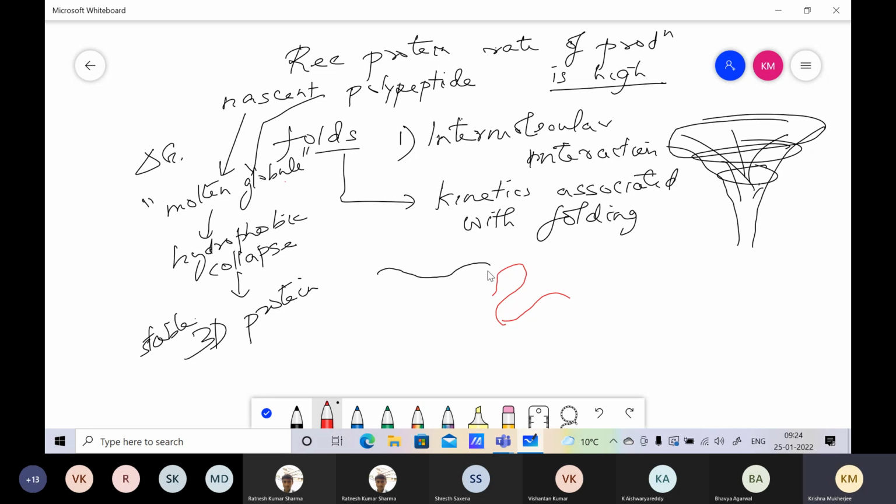And what happens? Instead of this fellow being allowed to fold peacefully in its own time, it now starts interacting with the new nascent polypeptide. There might be a hydrophobic amino acid here, and a hydrophobic amino acid which has not yet entered the hole. And they feel that if they interact, then suddenly they can get rid of water. So there is an interaction of partially folded proteins because the kinetics associated with protein folding is slow and the rate of protein production is high.